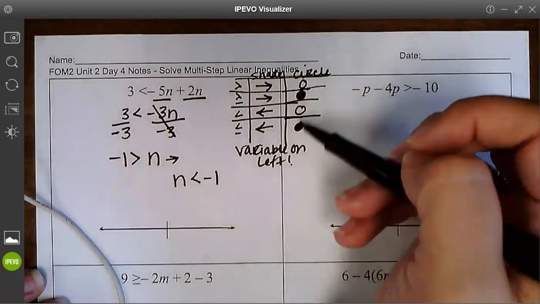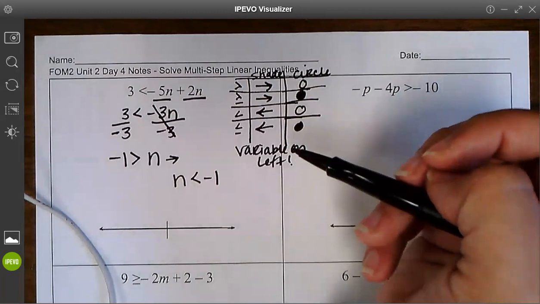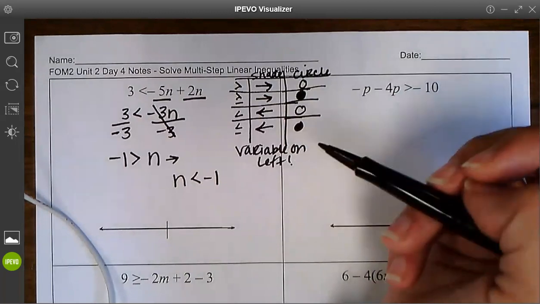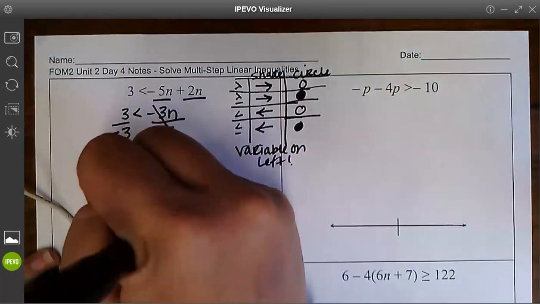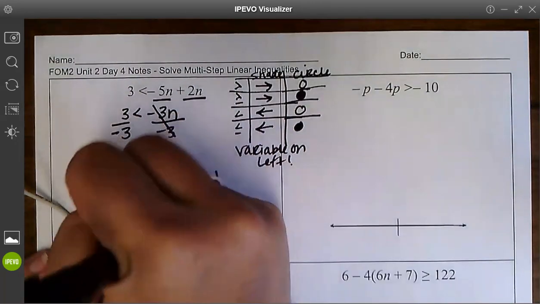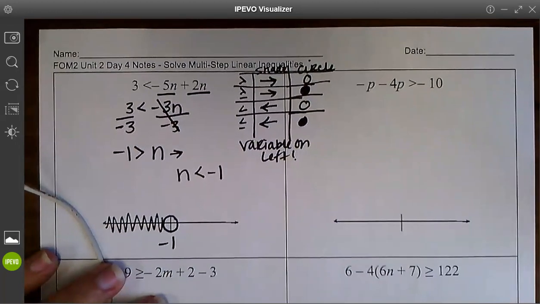That's where the circle comes in. The circle, if it is filled in, means that it includes that number. If it's open, that means it's every number up to that number, but not including that number. So it's less than, so we have an open circle, and we're shading to the left. And the only thing I ask you to do here is just put whatever your answer is in the middle.